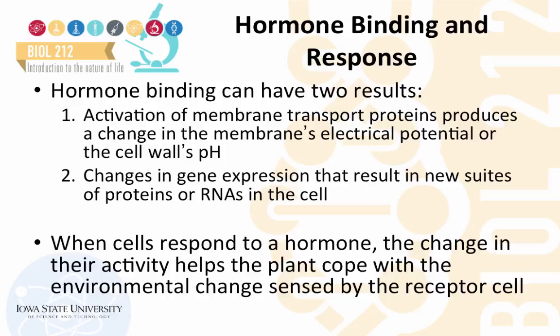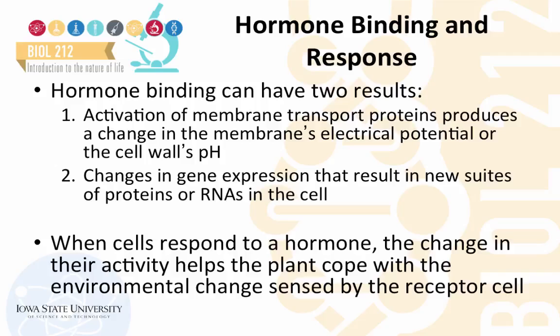Hormone binding can have two results. One, it can lead to the activation of membrane transport proteins that produces a change in the membrane's electrical potential or a change in the pH of the cell wall. Another result involves changes in gene expression that result in new suites of proteins or RNAs in the cell.